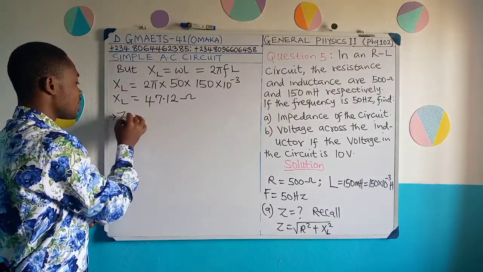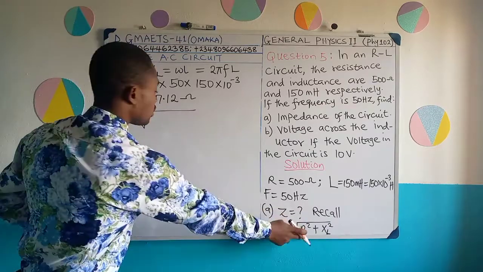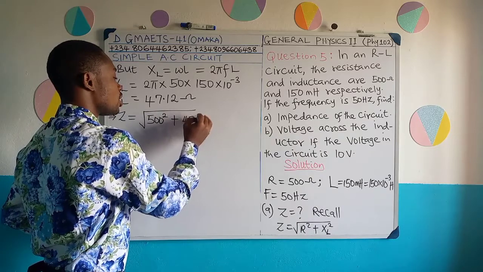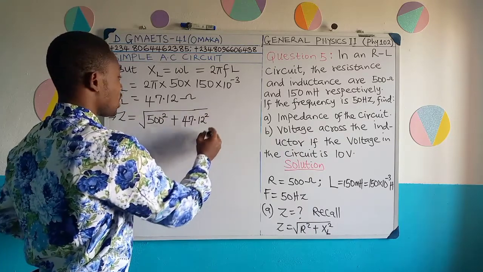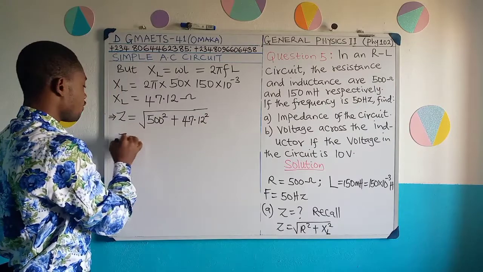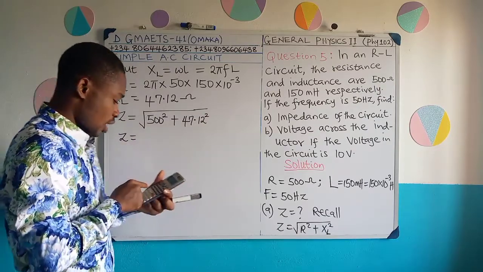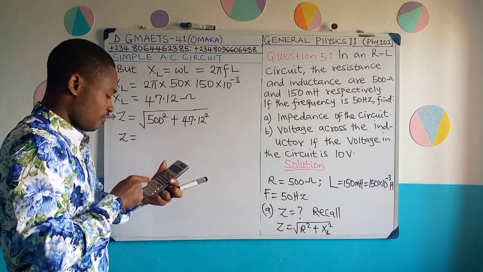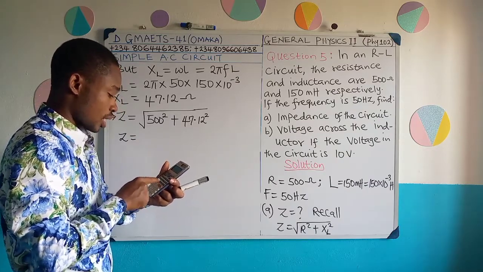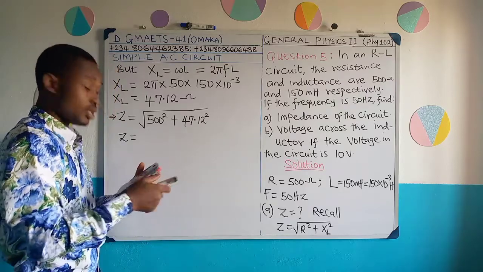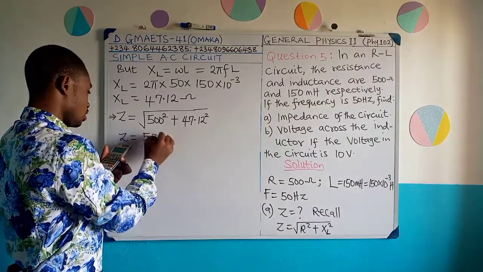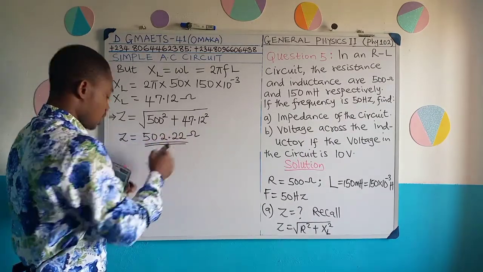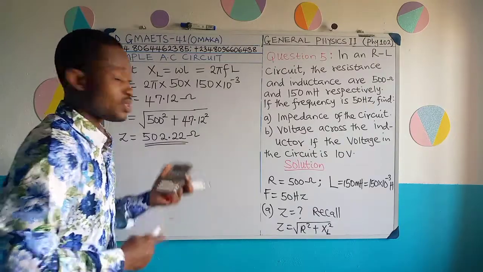So it implies that Z is equal to the square root. We have the formula down here already. So that's going to be 500 squared plus 47.12 squared. If you work this in, the impedance is going to give us Z equal to the square root, open bracket, 500 squared plus 47.12 squared, close the bracket, and this gave me 502.22 ohms. So this is the impedance in this circuit.